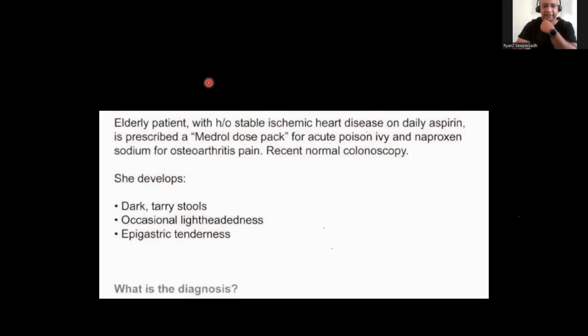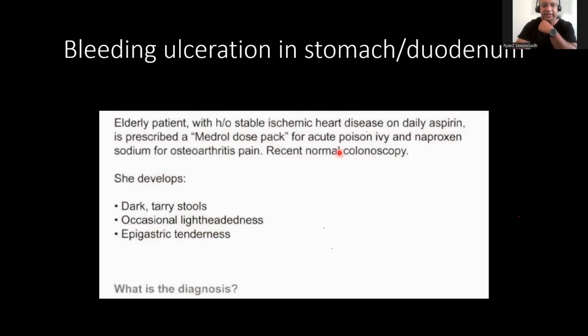Oh, all right. You guys know this is bleeding ulceration in the stomach and duodenum. This is most likely upper GI bleed on account of a bleeding ulcer. Remember, non-steroidals, guys, together with steroids, they can both cause ulcers. Okay, let's have a look. Upper GI bleed. Thank you.